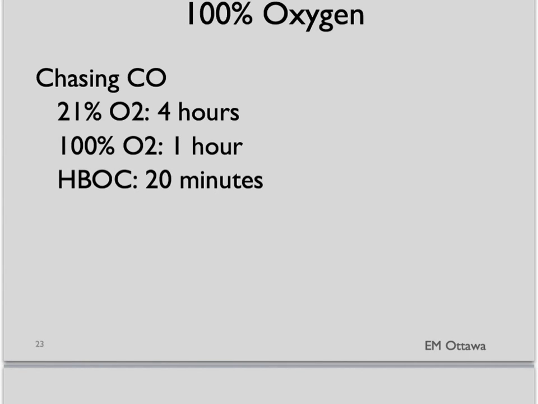It can be administered just in regular air, and the half-life of carbon monoxide clearance is about 4 hours in room air. In 100% oxygen, the half-life of clearing is an hour. And in patients who are undergoing hyperbaric oxygen treatment, that is, oxygen that's being pressurized at higher than atmospheric pressure, the half-life of clearing carbon monoxide from the body is about 20 minutes.